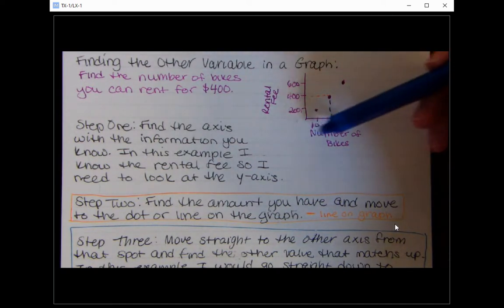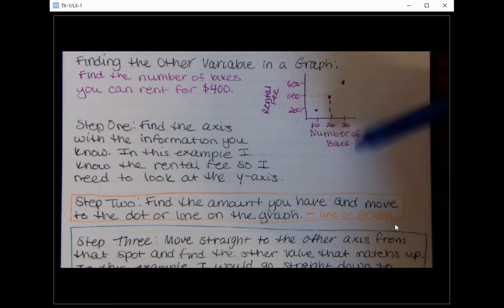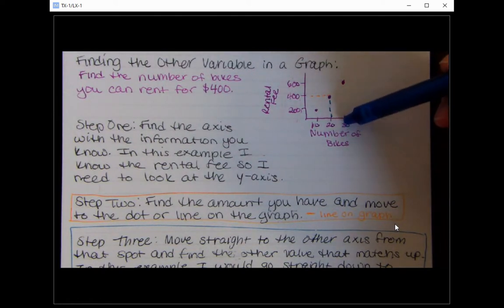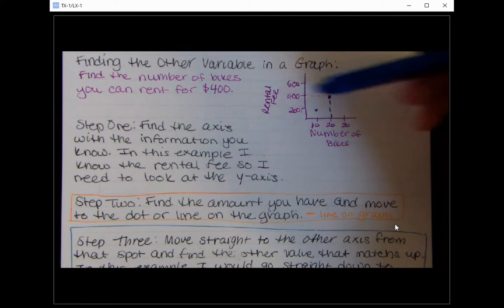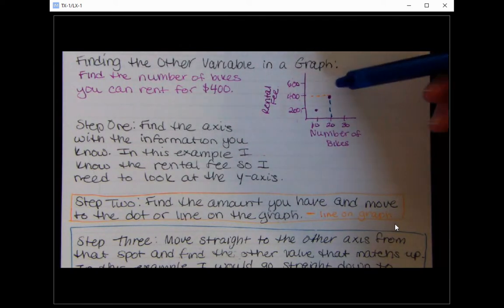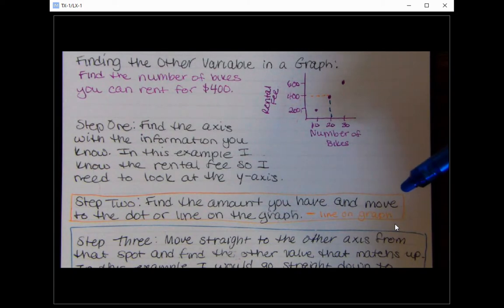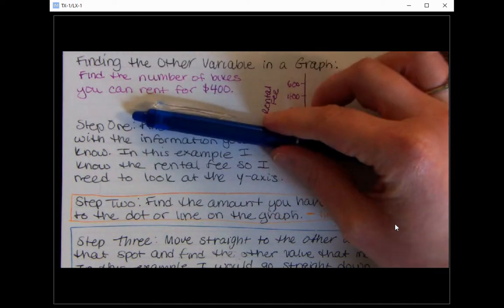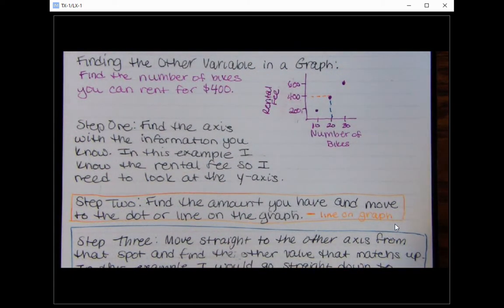So again, match or find whatever axis you are trying to, with the information you know. Go either up or down or side to side to get to the dot and or the line, and then move to the other axis. So straight lines, straight side to side and up and down are going to be super important for this.